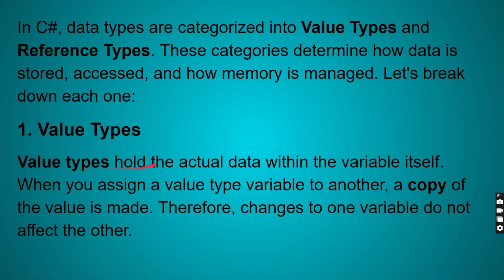The first one is value types. The value types hold the actual data within the variable itself. When you assign a value type variable to another, a copy of the value is made. Therefore, changes to one variable do not affect the other.